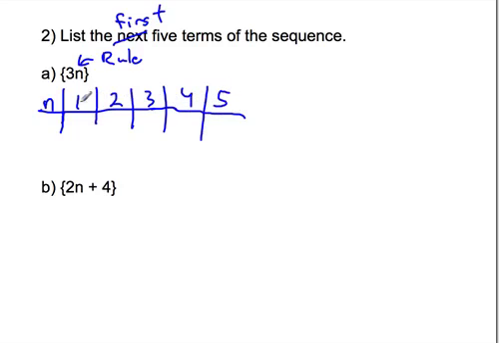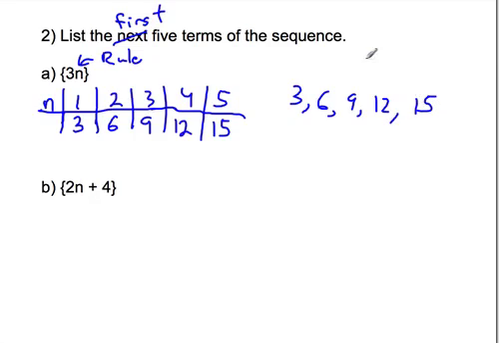Okay, so the first number is going to be 3 times 1, which is 3. Your second number is going to be 3 times 2, which is 6. Your third number is going to be 3 times 3, which is 9, and so forth. 3 times 4 is 12, and 3 times 5 is 15. So your first 5 terms of the sequence are 3, 6, 9, 12, 15.